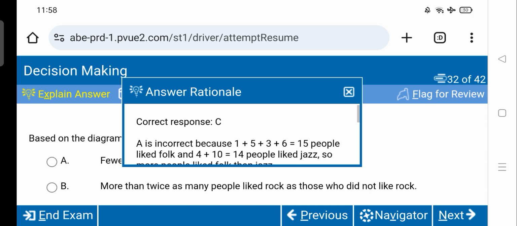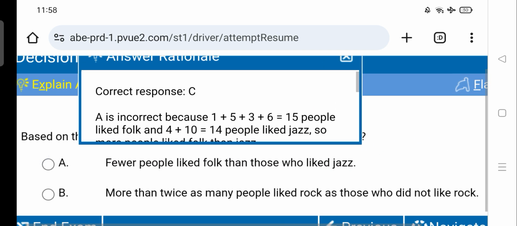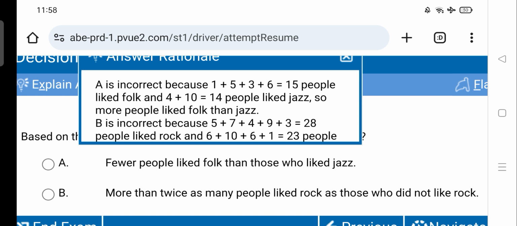So here we have option C as the correct option. And why are the other options incorrect? Option A is incorrect because 1 plus 5 plus 3 plus 6 equals 15 people liked folk, and 4 plus 10 equals 14 people liked jazz. So more people liked folk than jazz. That's why option A is the incorrect option.